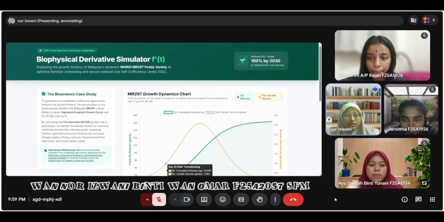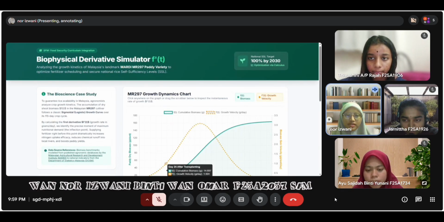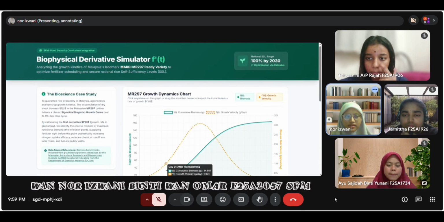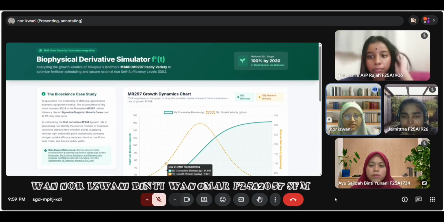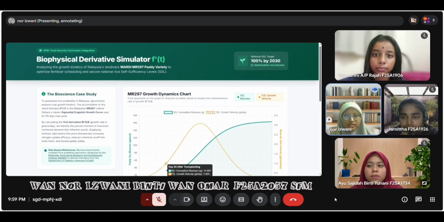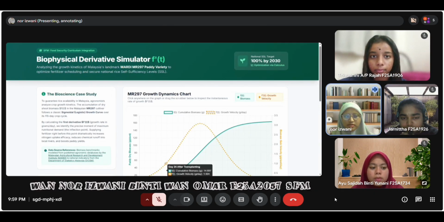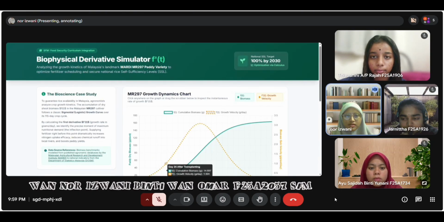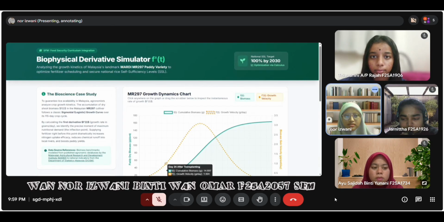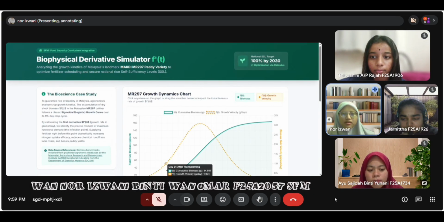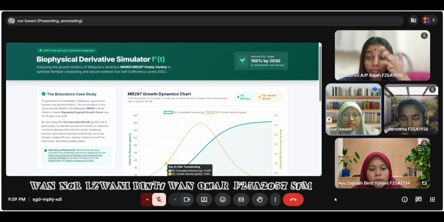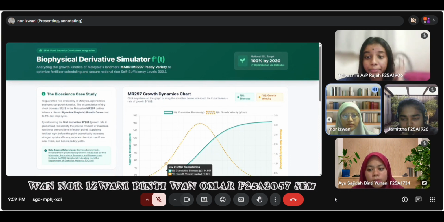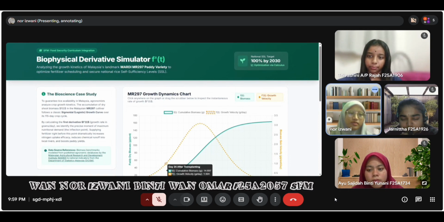MR297 paddy variety. The core challenge is the difficulty in pinpointing the exact phase of maximum biological growth acceleration, which naturally follows a logistic sigmoid curve across its 115-day life cycle.